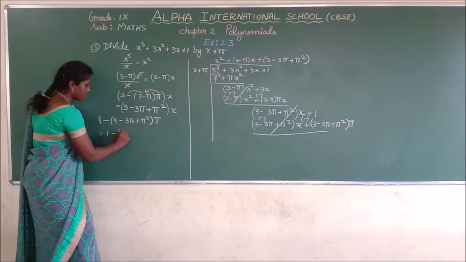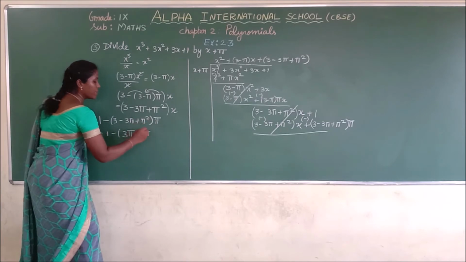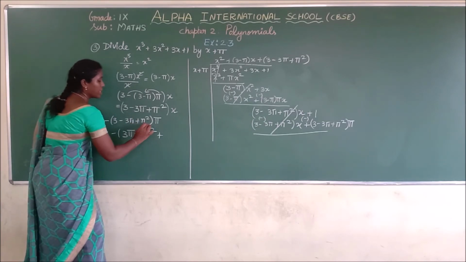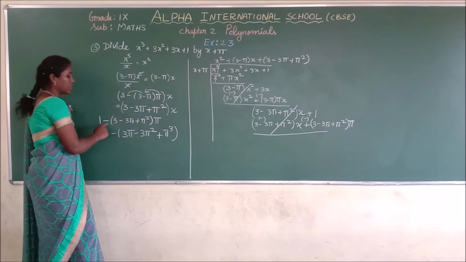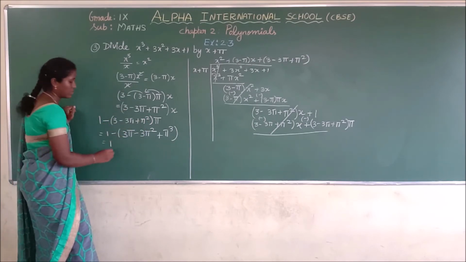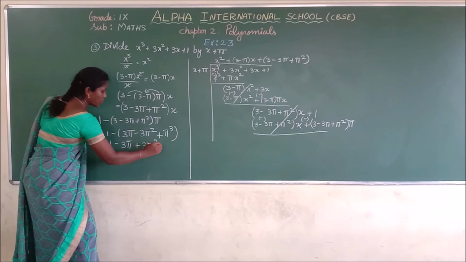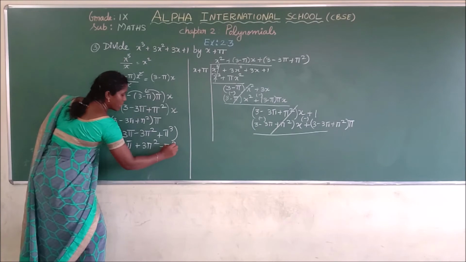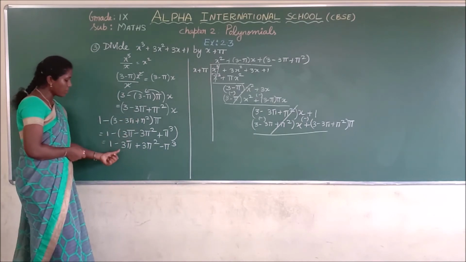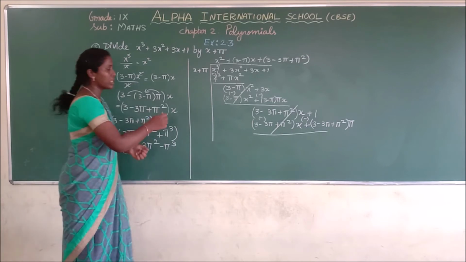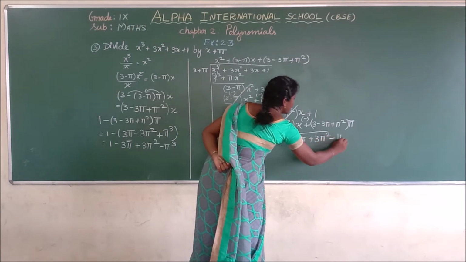So 1 minus, 3 multiplied with π will become 3π, −3π into π will become π², plus π² into π will become π³. So I am multiplying the π value inside the bracket first. Next I am going to take the negative sign inside the bracket. So 1 − 3π, minus into minus will become plus 3π², minus into plus will become minus π³. So by subtracting these two constants, we are getting the final value as 1 − 3π + 3π² − π³.